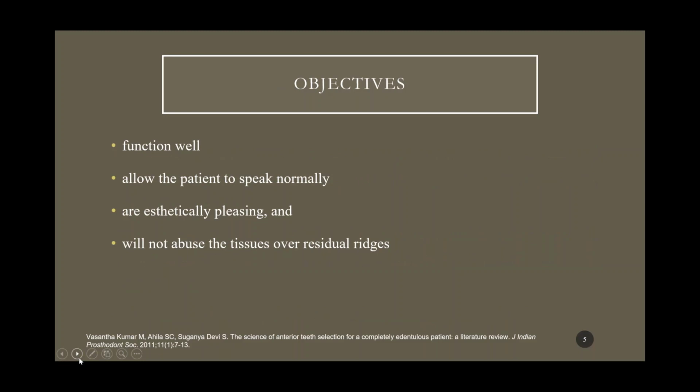A knowledge and understanding of a number of physical and biological factors directly related to the patient are required to appropriately select artificial teeth to rehabilitate the occlusion. The goals for this phase of therapy are to construct complete dentures that function well, allow the patient to speak normally, and are aesthetically pleasing and will not abuse the tissues over residual ridges.